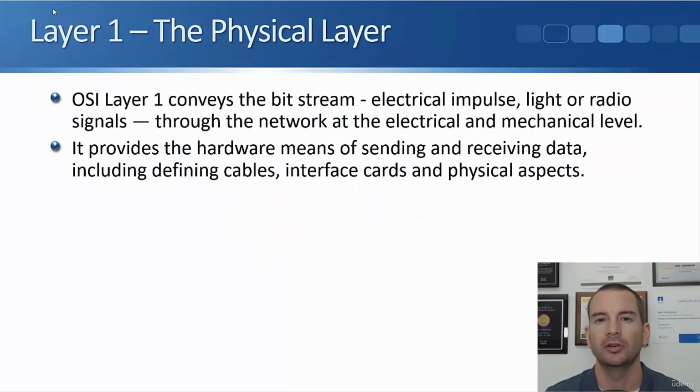In this lecture, you're going to learn about the final layer in the OSI model, which is layer 1, the physical layer. OSI layer 1 conveys the bit stream, meaning it puts the actual bits onto the wire. That could be electrical impulse over copper cables, or light over fiber optic cables, or radio signals over wireless. So it does that, and it takes control of the network at the electrical and mechanical level.